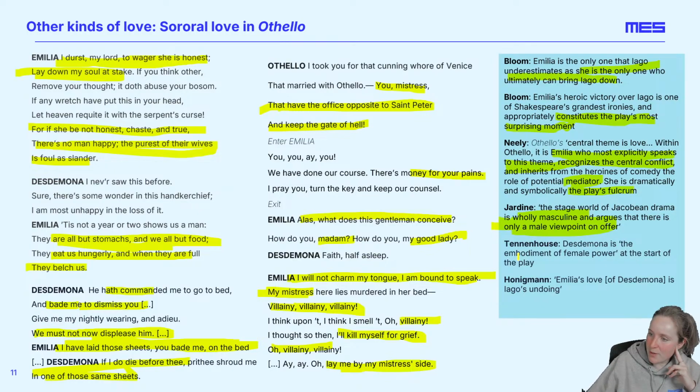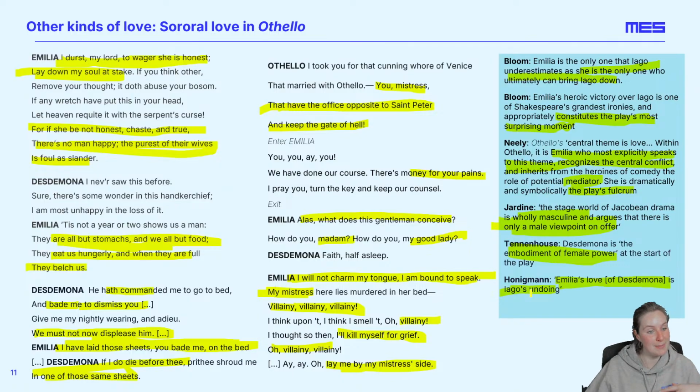Tennenhouse says that Desdemona is the embodiment of female power at the start of the play. So this idea of women actually having some kind of power here. And Honigmann saying that Emilia's love for Desdemona is Iago's undoing. He does not estimate that. As I had said, Iago could not believe in love as he did not love anyone.